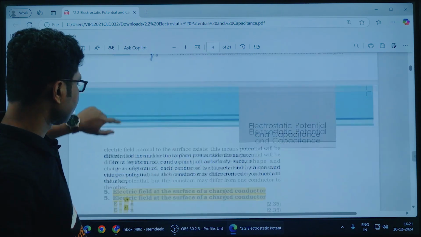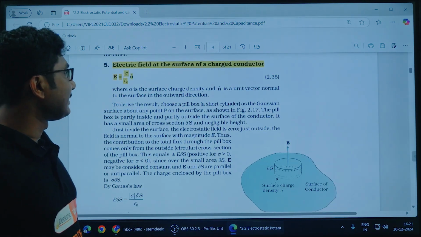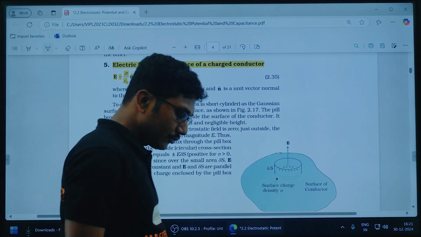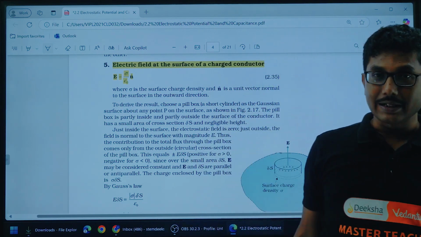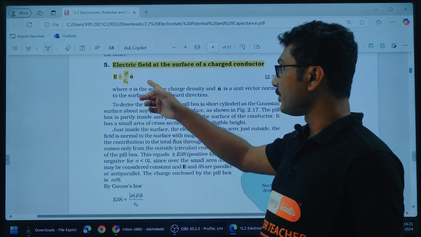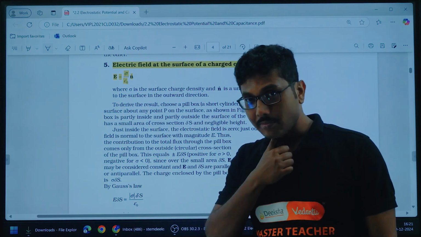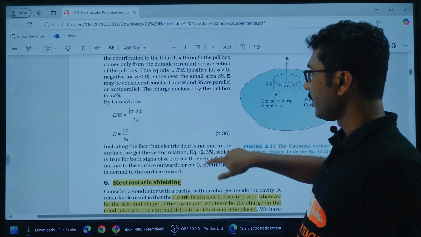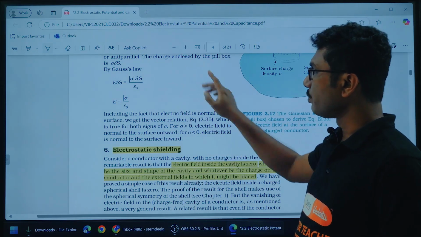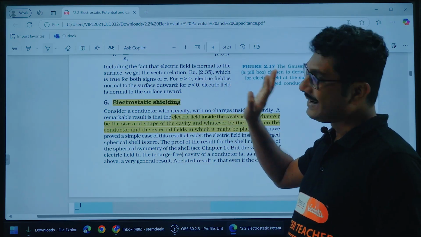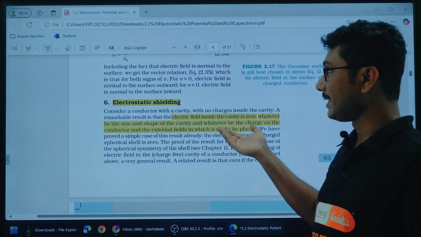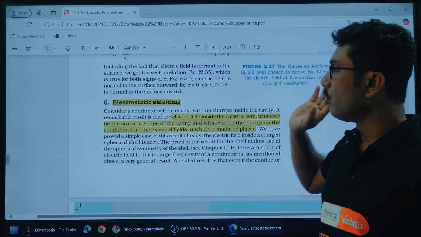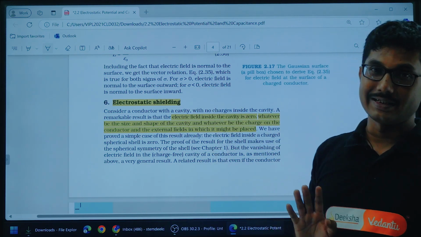Now, next, the electric field at the surface of a charged conductor is E equals sigma by epsilon naught times n cap. If you remember, in our previous chapter on electric charges and fields, I mentioned that this is a very important formula to remember. Next, you can skip all those, this is not super important. You can read it once if you want to understand every detail, but the most important parts are already highlighted.